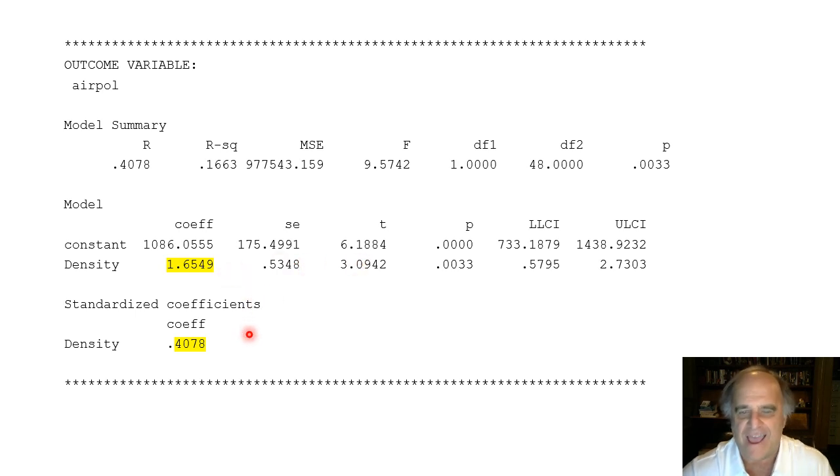And now, I asked for standardized coefficients just because I was interested in them. So I did add in that I wanted the standardized coefficient here. Again, though, this is our unstandardized coefficient, standard error, t-value, associated p-value, 0.0033. Of course, it matches what's up here. And also, if we look at the R-square, population density explains about 17% of the variance in air pollution.